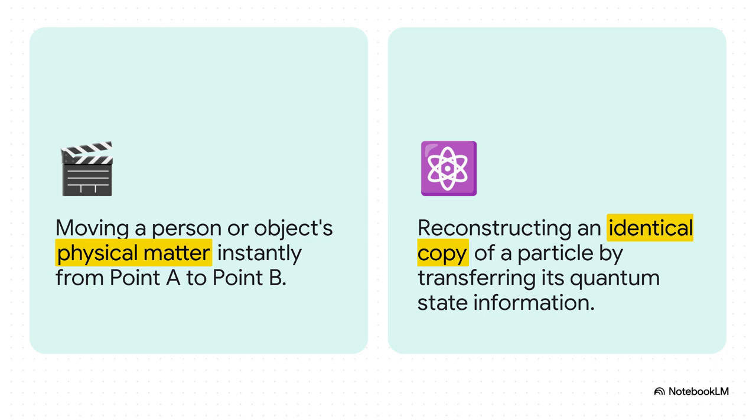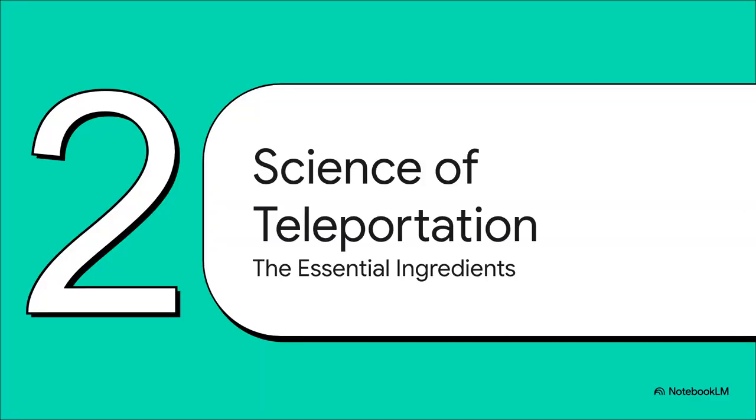And this really lays out the huge difference. The sci-fi version, that's basically a magic moving van for your atoms. But the reality? Well, it's more like an unbelievably precise subatomic fax machine. You're not sending the original piece of paper, you're sending the data to print a perfect, flawless duplicate on the other end. So, how in the world does the subatomic fax machine even work?